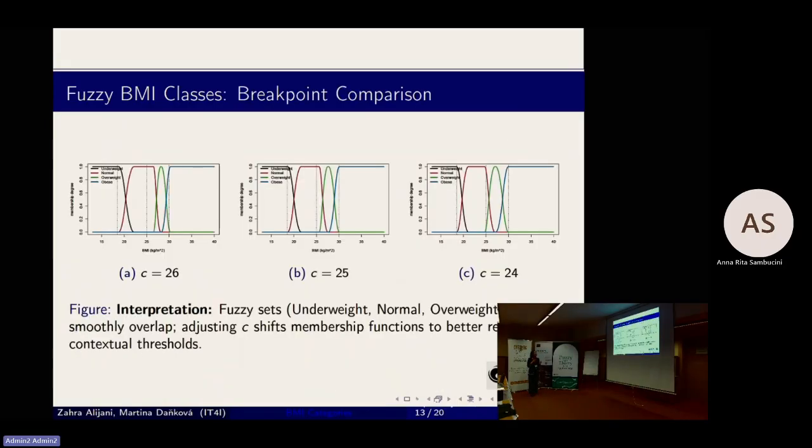And these are the three different Cs that I defined before. The C25 here is the baseline, and the 24 or 26 are like shifting it to the right or left. When it is 24, as you see, the normal set is shrinking, and when it is 26, the normal weight class is extending. And it can reflect the contextual threshold better.